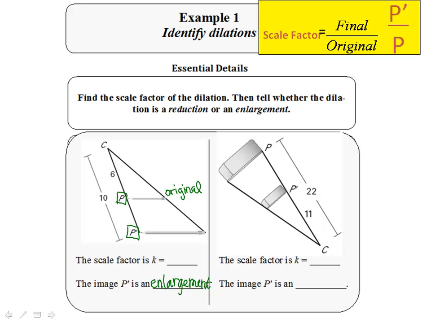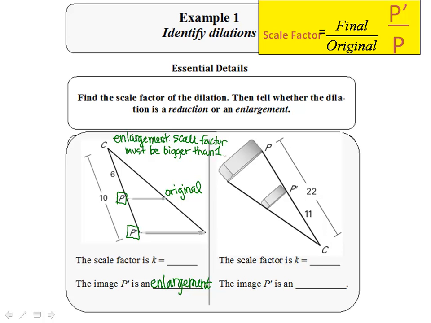One thing to remember is if you have an enlargement, your scale factor must be bigger than 1, because you've got to multiply it by something bigger than 1 to make it larger. So you might want to put a note right there for an enlargement: scale factor must be bigger than 1. Keep that in mind. Make sure your scale factor is actually bigger than 1.